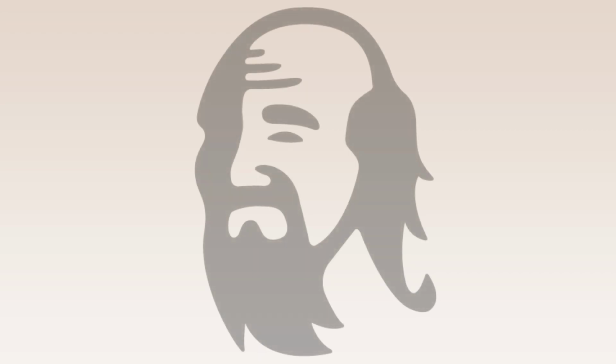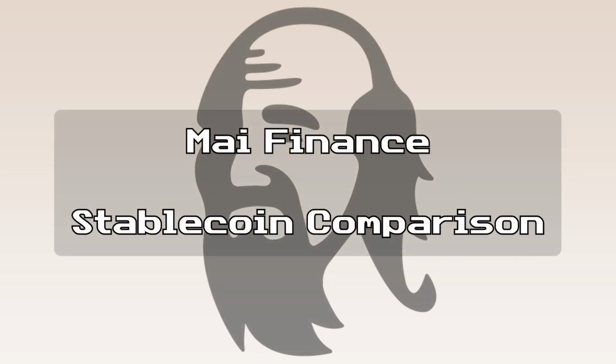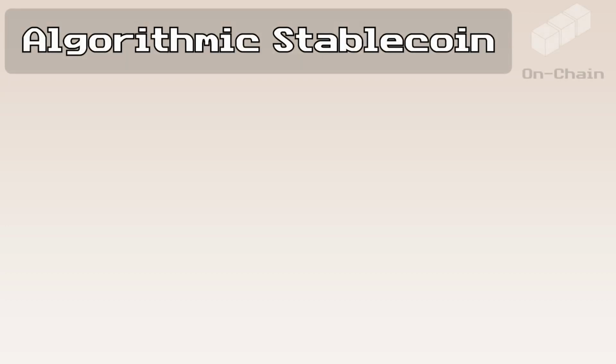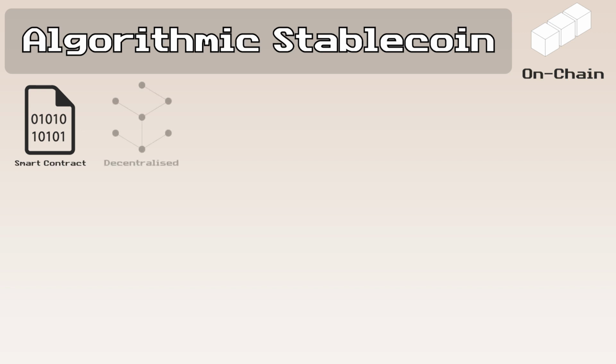Okay, so let's talk a little bit about Mai Finance, Mai, and different kinds of stablecoins, and we can do a little bit of comparisons. So there's 5 different kinds of stablecoins, at least that I'm aware of. Okay, so the first one that I wanted to take a look at is called an algorithmic stablecoin. Now, an algorithmic stablecoin is an on-chain coin, which means that everything it is based on, collateral-wise, stablecoin-wise, is on-chain. It's done using smart contracts and is decentralized.